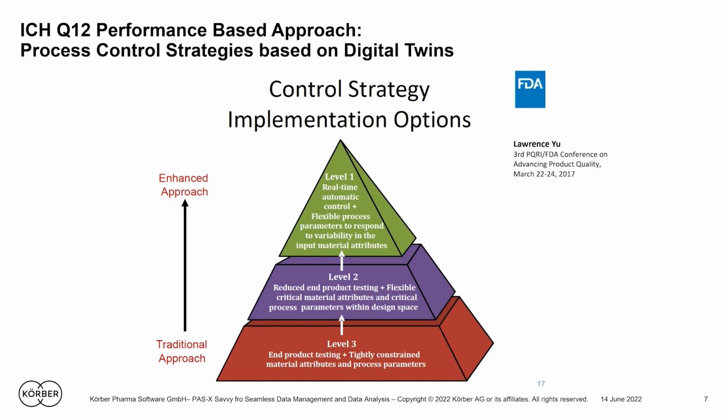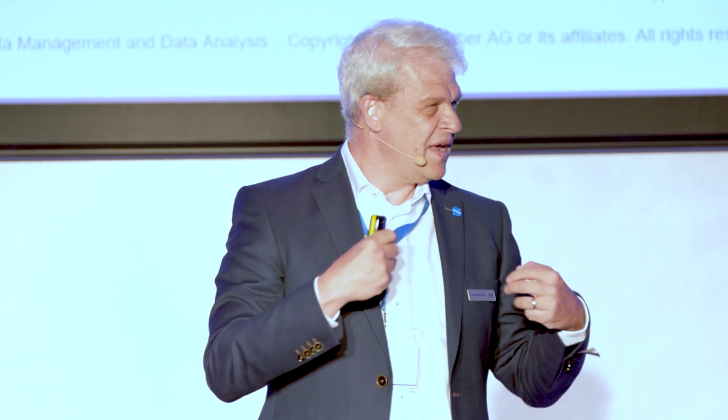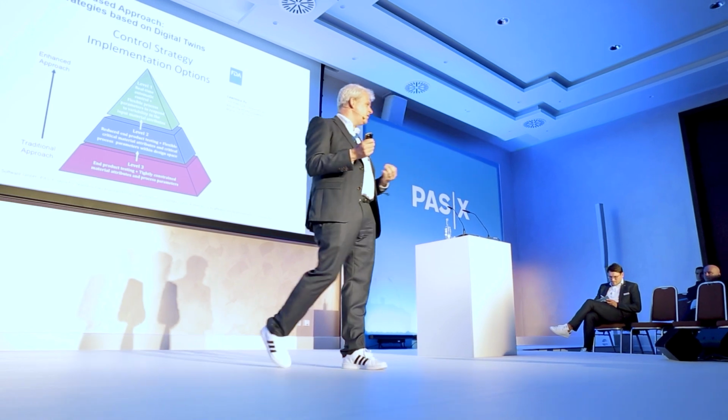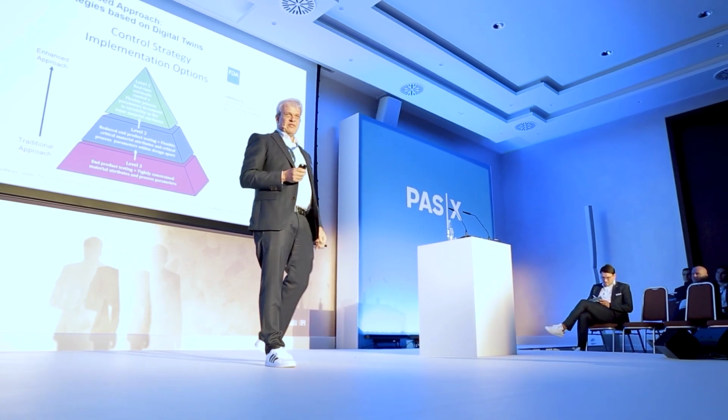But if we think about process intensification, continuous manufacturing, intensification by itself, right? All these optimization tasks, we go even one level up. And that's the level 1, real-time automated control, flexible process parameters to respond to variability in the input material attributes. That means we are ready to compensate the process with varying inputs. And we will always have variability. Biology itself, raw material, manual interactions, etc. We will have that, face it, and make the process ready to be compensative. That's a big picture.